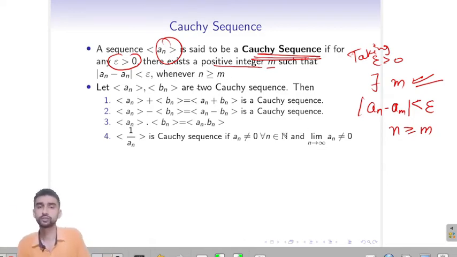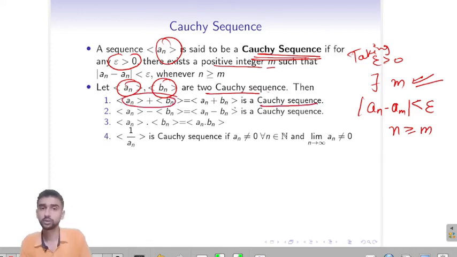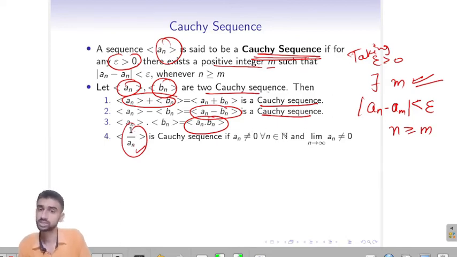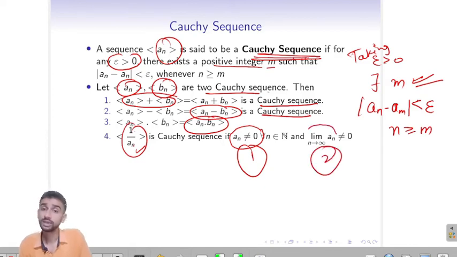Now some properties of Cauchy sequences. If you have two sequences a_n and b_n, both of them Cauchy, what are the properties? If you take the sum, it will also be Cauchy, their difference will also be Cauchy, and their product will also be Cauchy. And if a_n is Cauchy, then 1 by a_n will also be Cauchy, but some conditions are given. None of the members of the sequence should be equal to 0, that is condition number 1. What is condition number 2? The limit of the denominator sequence should also not be equal to 0.